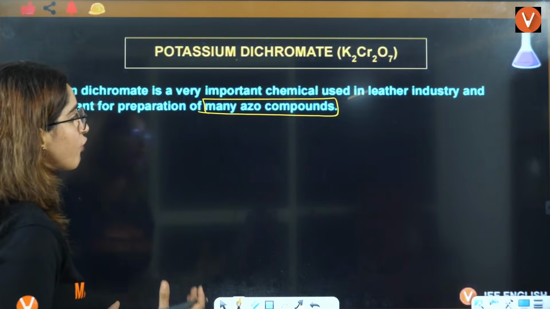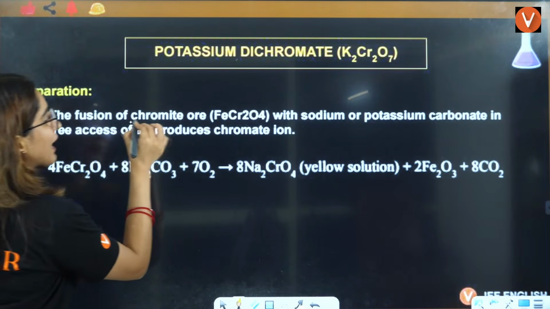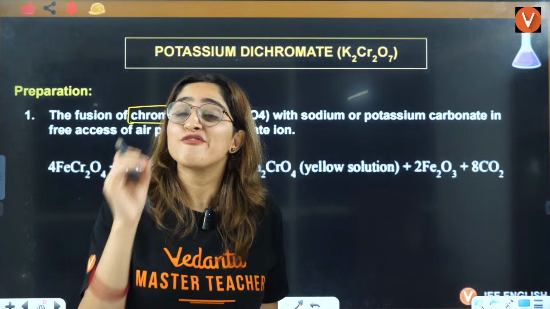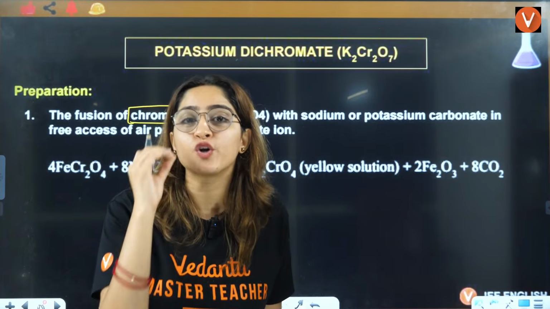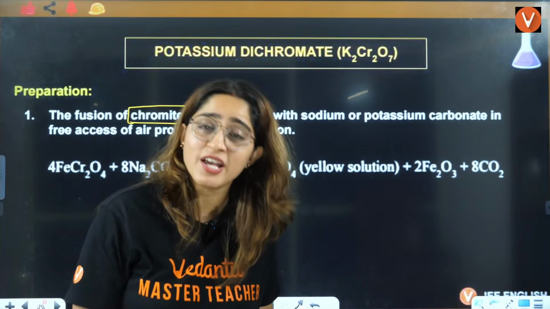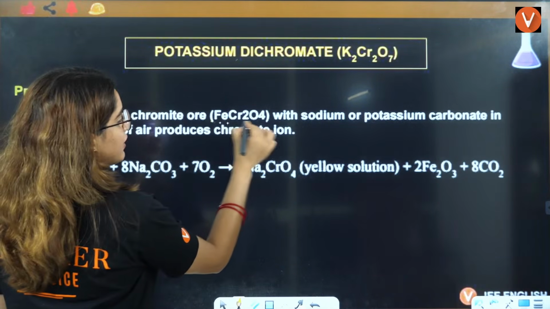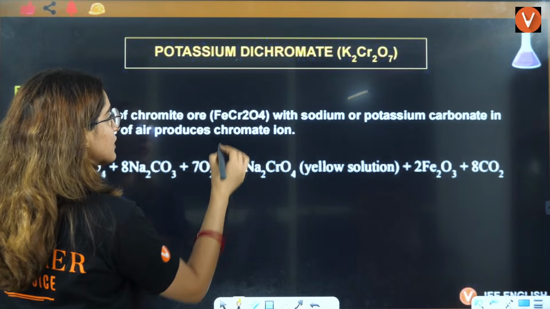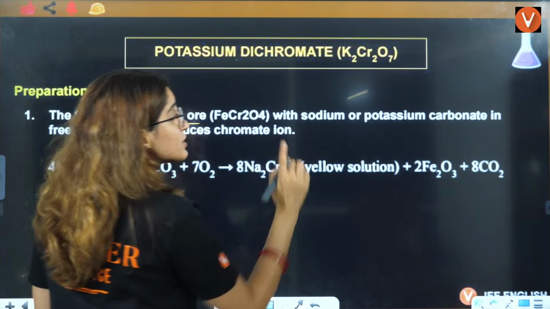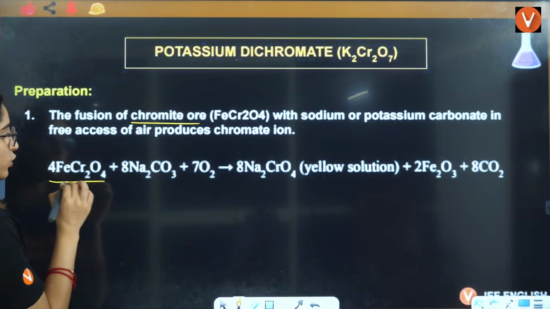Now, it is formed from a very important ore, that is chromite ore. Directly they have asked questions like, which of the following is chromite ore? Find the oxidation number of chromium in the chromite ore. These kinds of simple questions they have asked in JEE. FeCr2O4, this is called the chromite ore, that is fused with sodium or potassium carbonate.